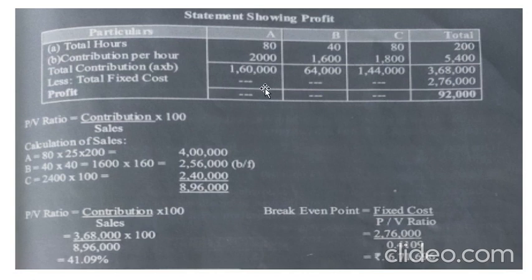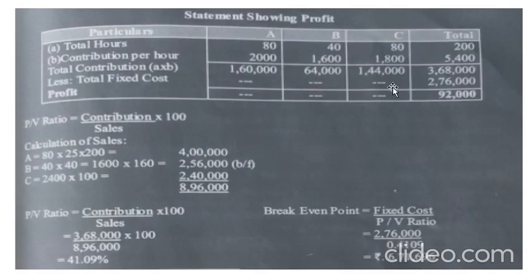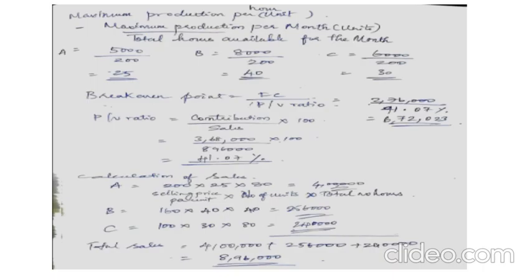With this we will minus the total fixed cost, which is 2,76,000. So the profit will be 92,000. You get 2,76,000 from the question, which states fixed expenses per month is 2,76,000. So now we have got our profit. They have asked us to calculate the break-even point.